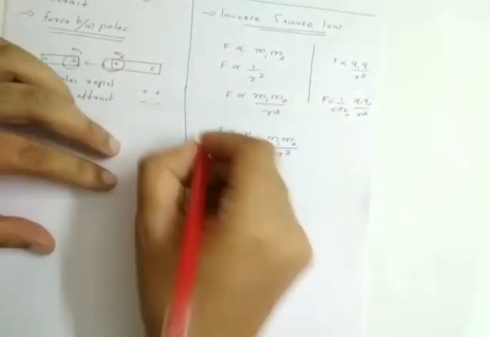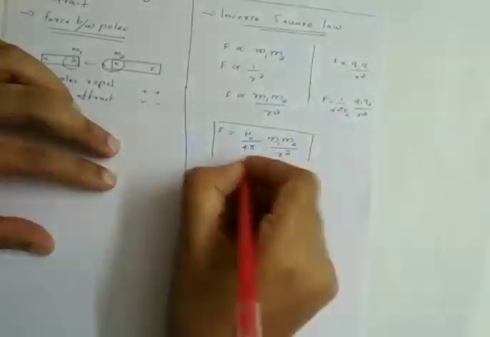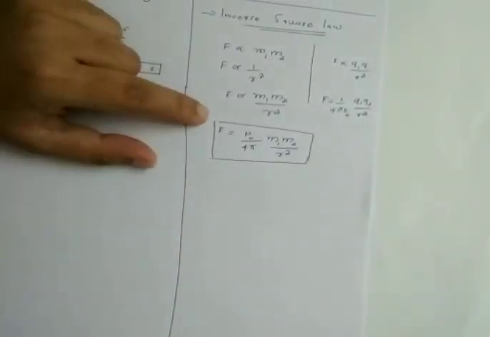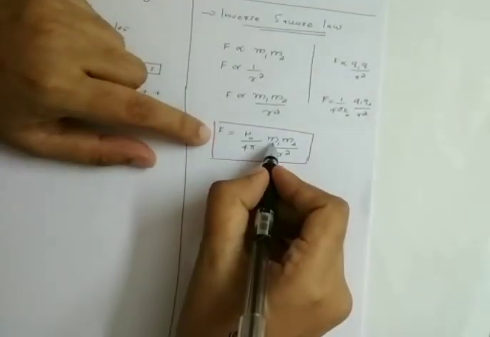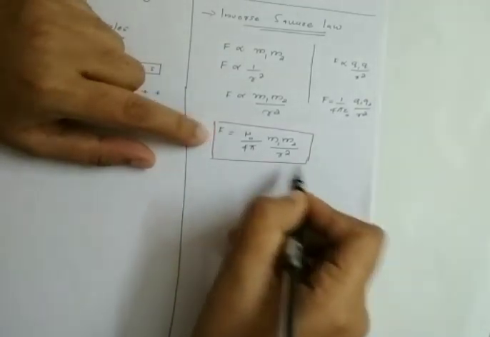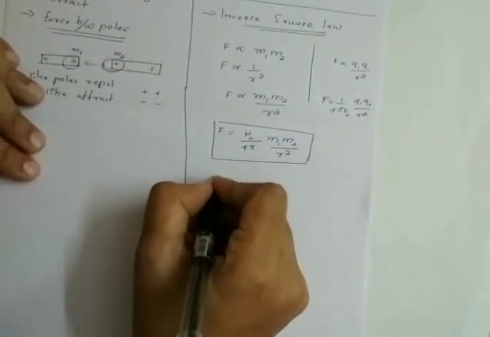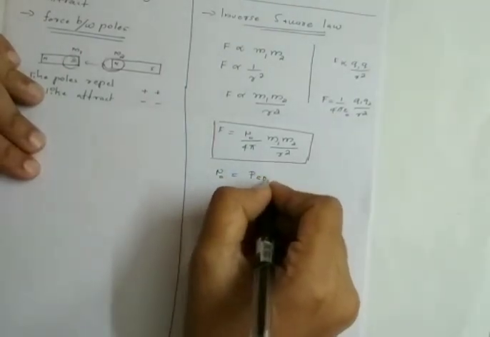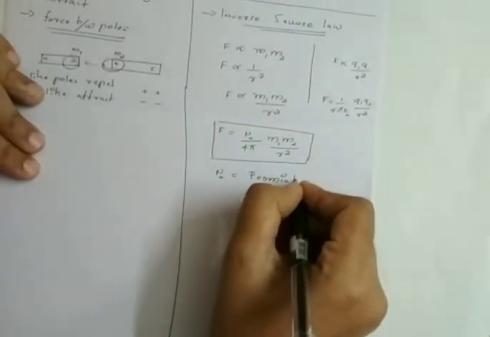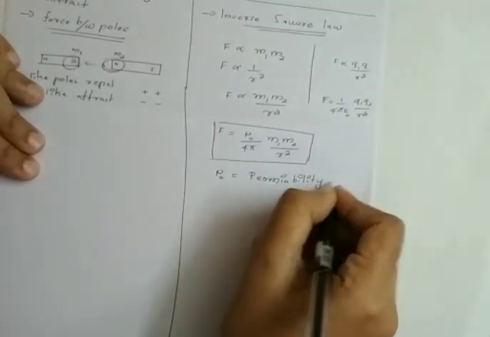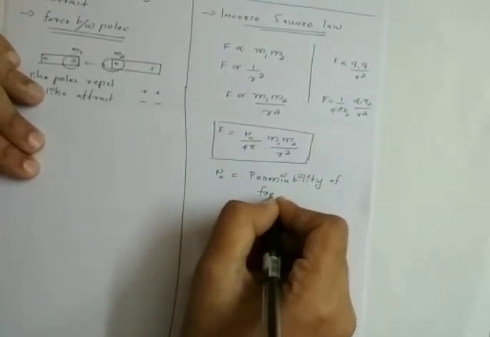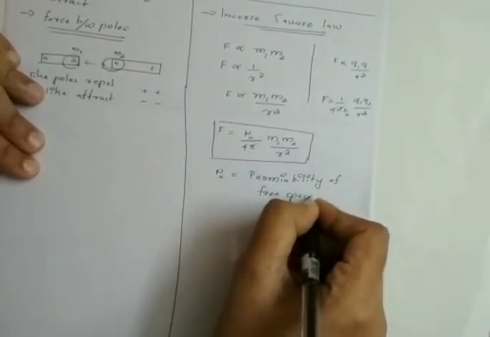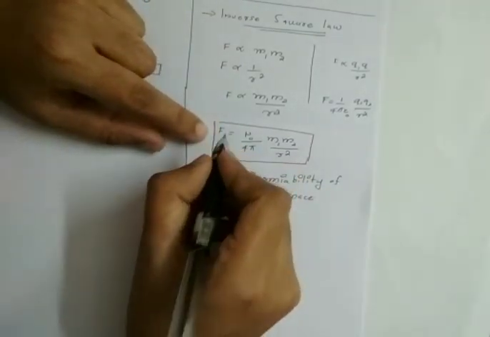So this is the magnitude of force that exists between two magnetic poles of strength M1 and M2 separated by a distance R, where mu 0 is known as the permeability of free space. So this is the force of attraction in free space.